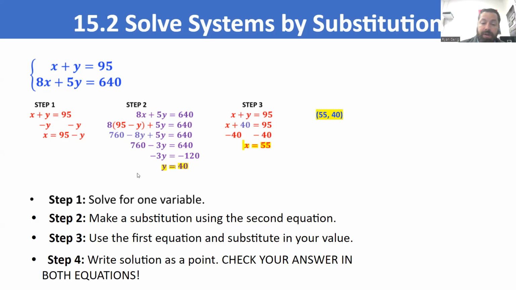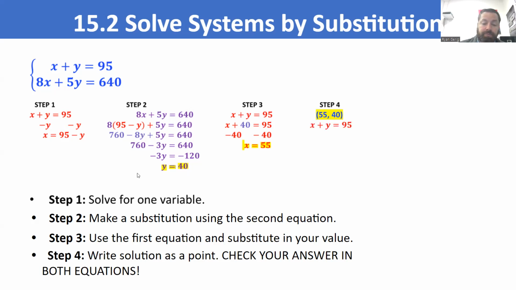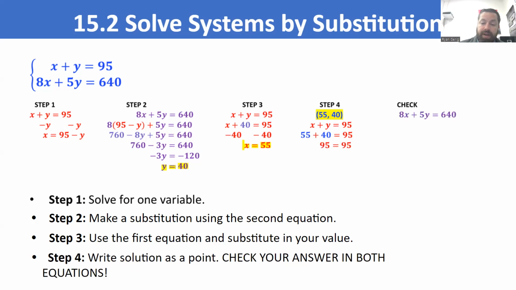Check your answer. Just like we did with graphing, let's check our answer here. 55 plus 40 is 95. 95 equals 95. 8 times 55 plus 5 times 40. That does equal 640, which is what we expected.